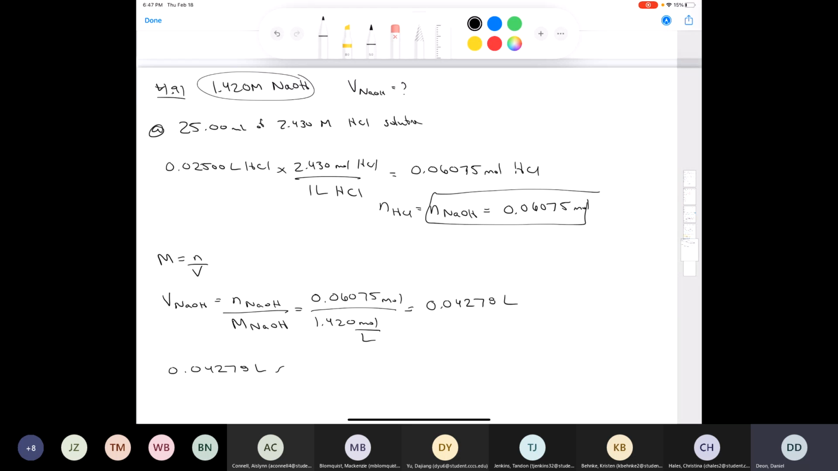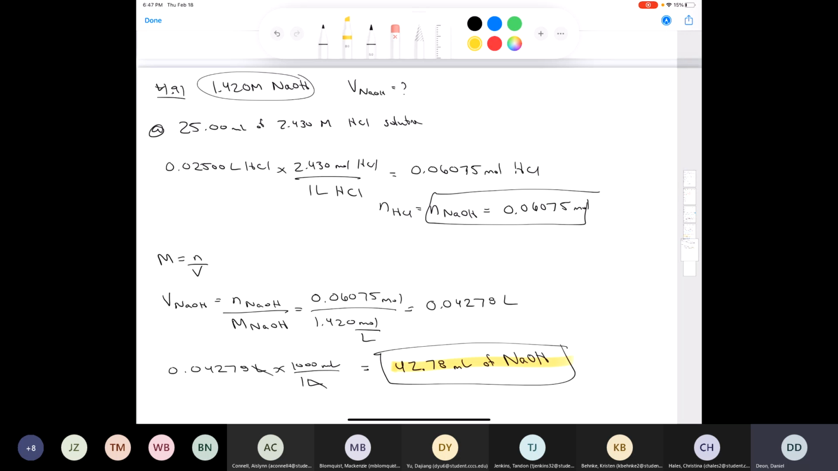And then you can do another step. You know that in 1 liter, there's 1,000 milliliters. So multiply by 1,000, and you end up with 42.78 milliliters of the sodium hydroxide stock solution. So that's the final answer right there.